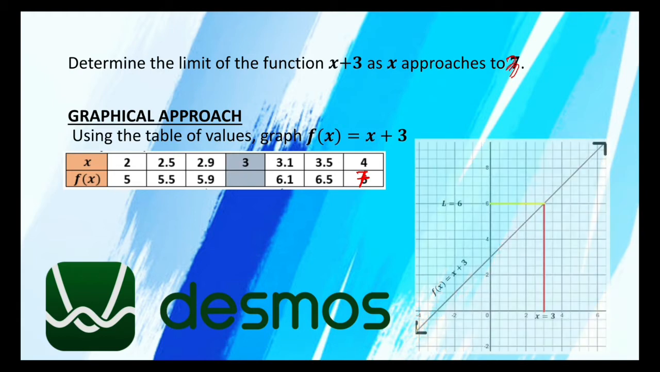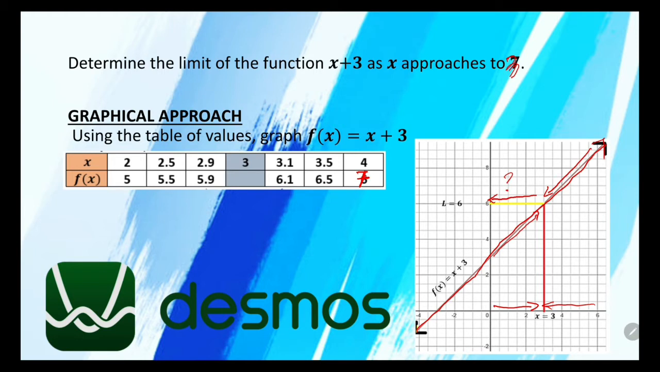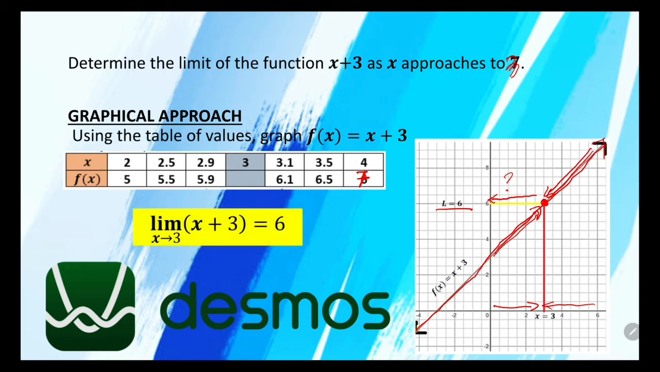If you download Desmos and plot f of x equals x plus 3, you can have this graph, a straight line. As x approaches 3, the question this time is what is the value of y? As x approaches 3, where does our y approach? Clearly, it approaches 6. So it follows that the limit of x plus 3 as x approaches 3 is 6. The graphical approach is more on observation of the graph.